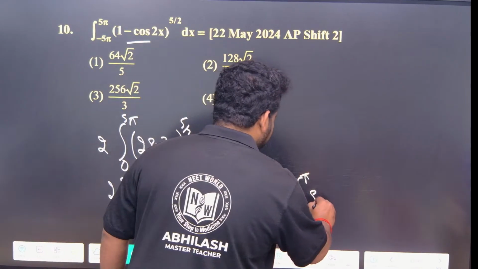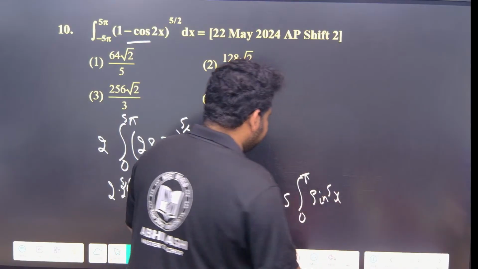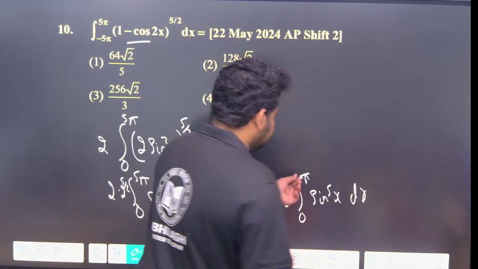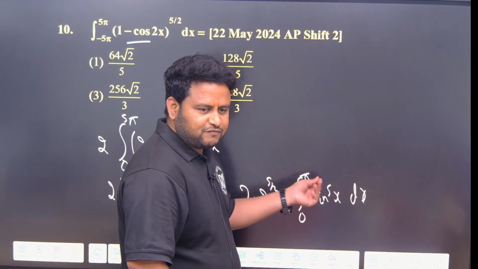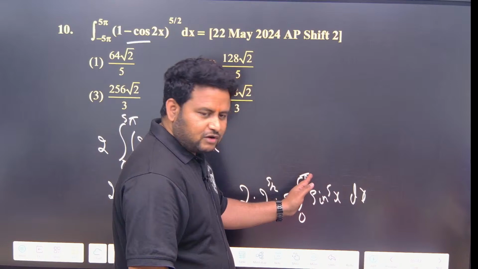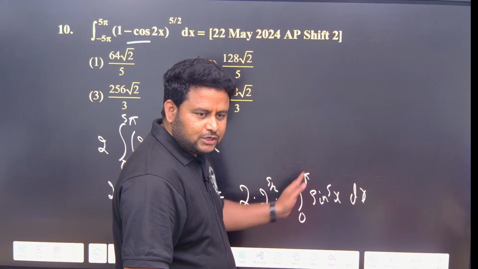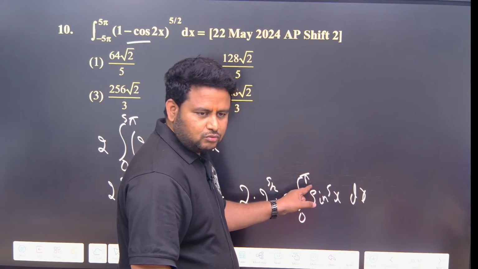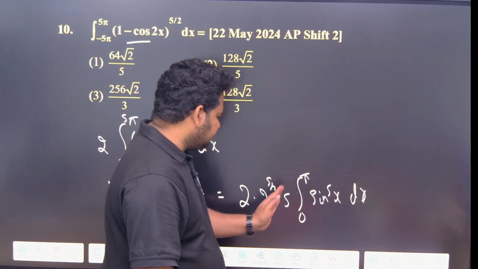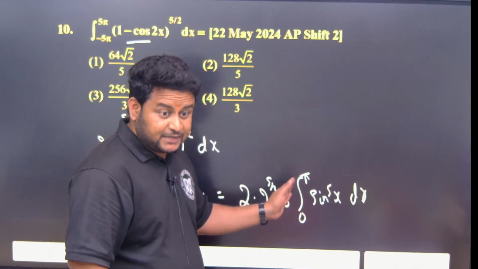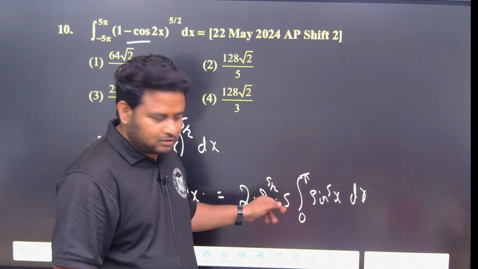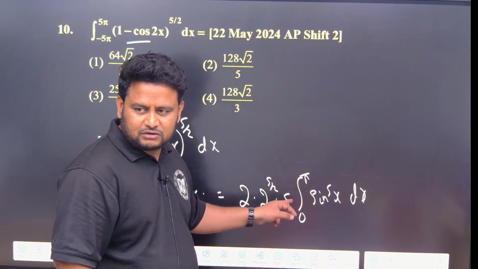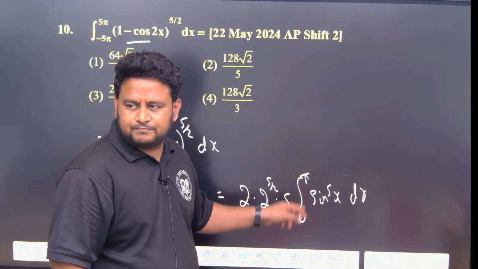Sin power 5x. Again, if I apply pi minus x instead of x, I still get the same function, sin power 5x. So I should bring 2 down, I have to divide by 2, that is 0 to pi by 2.